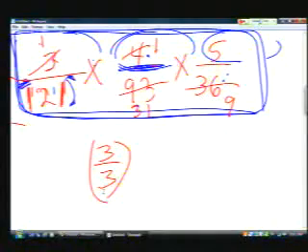Because now 1 times 1 times 5 is 5. 121 times 31 times 9 is a very big number, but at least you don't have to worry about simplifying that when you're all done. All right? So, that's very important.